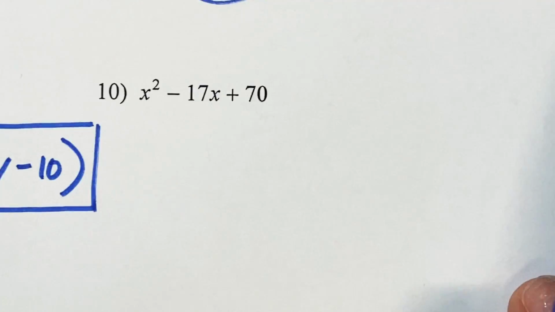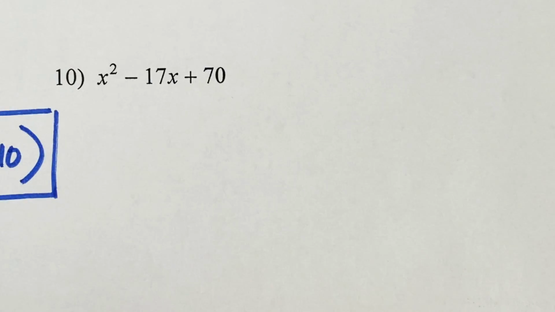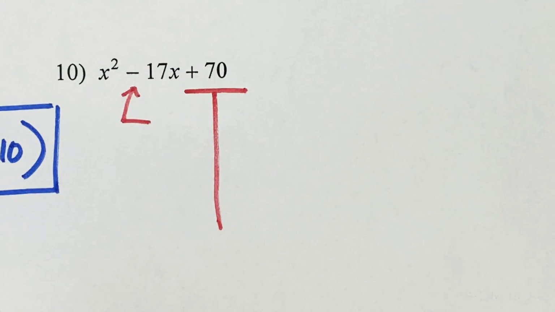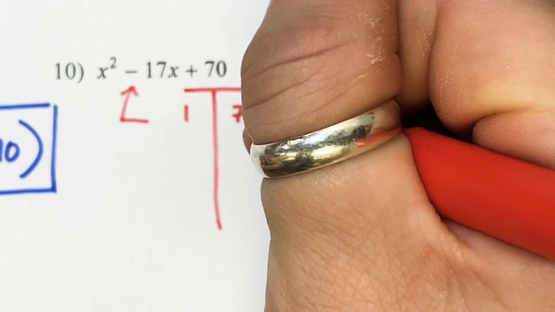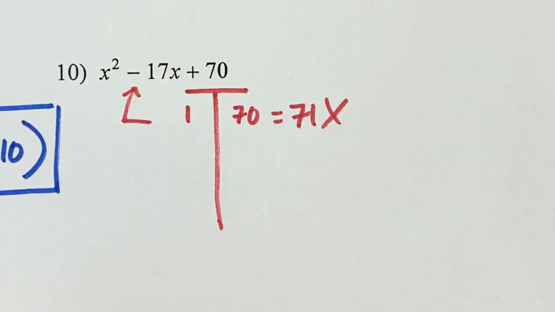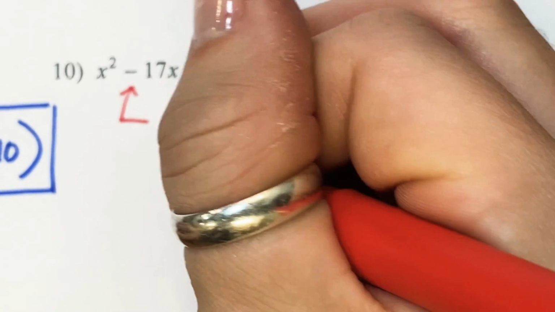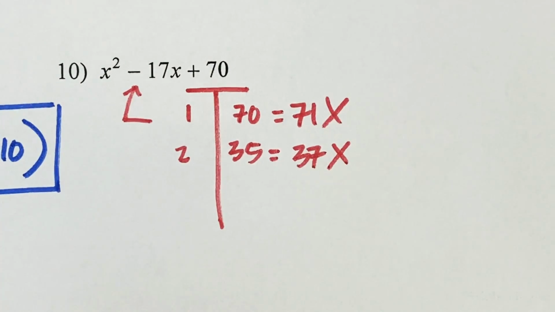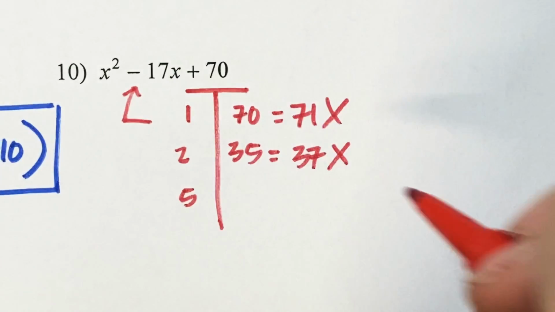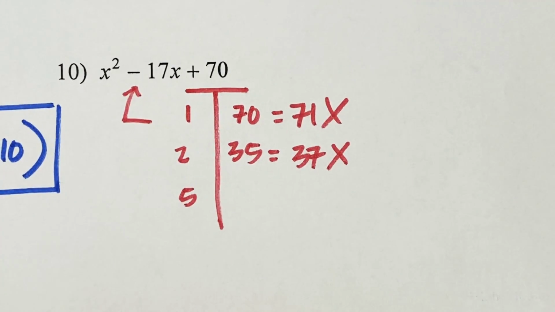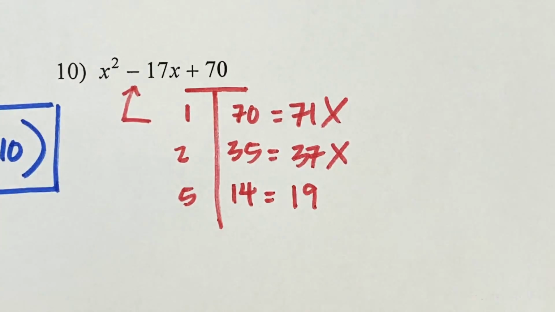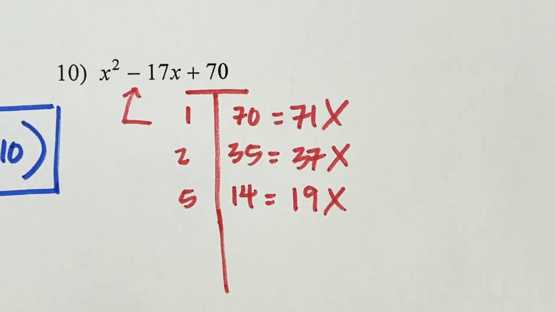Okay, one more. So look at your last number. In this case, it's positive 70. It needs to add to negative 17. Okay, so we know that 1 and 70, that's going to give us 71, so no. What about 2 and 35? That's 37. No, we're not getting close. What about 5 and what is 70 divided by 5? Let's check. It's going to give me 14. Kind of getting closer. That's 19. Still not negative 17 though.